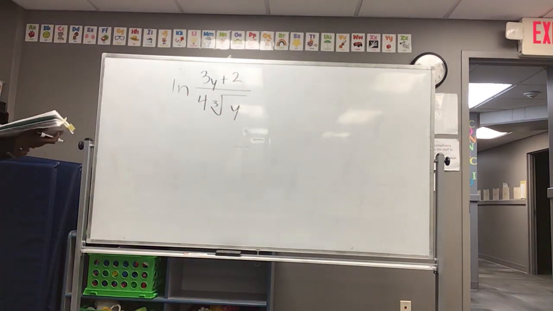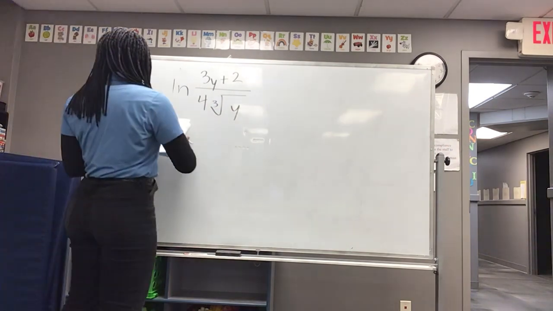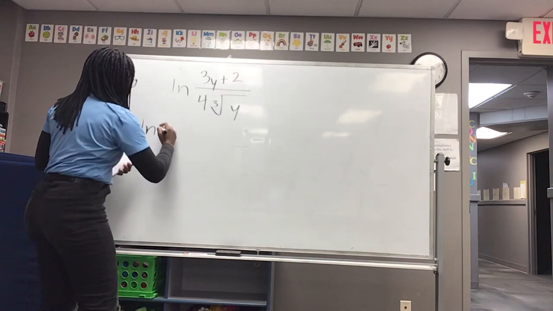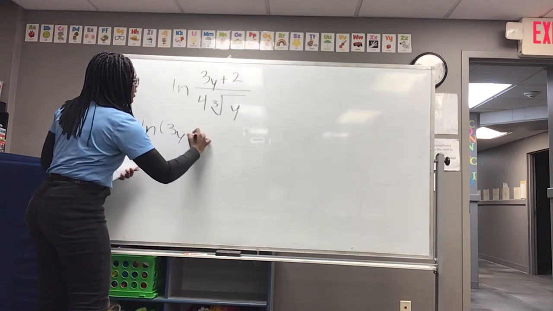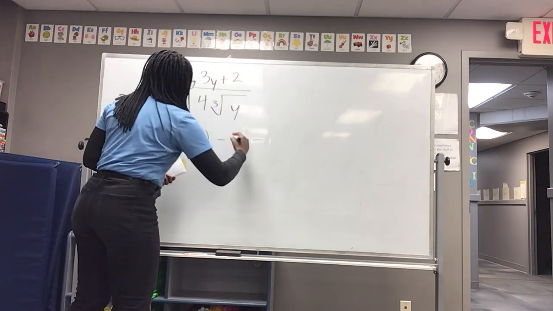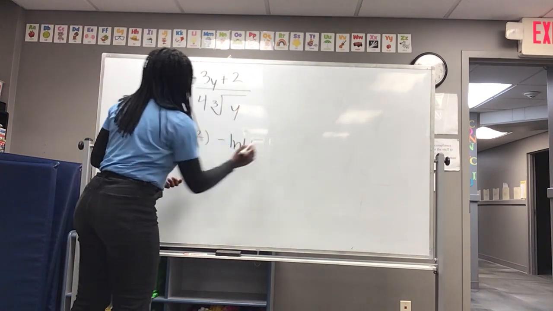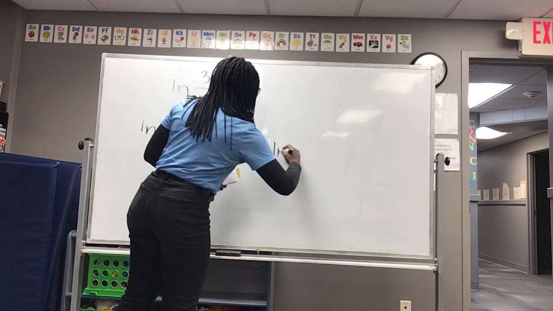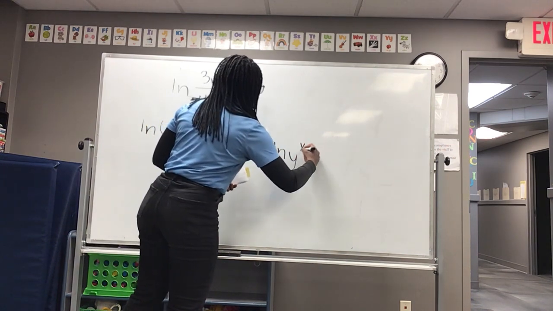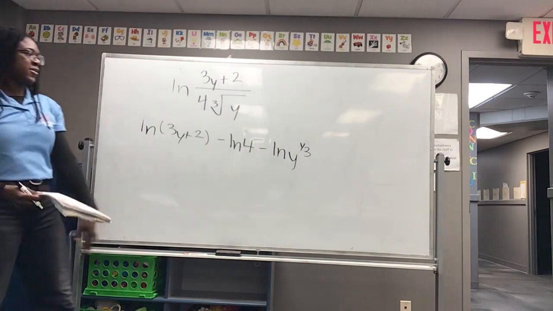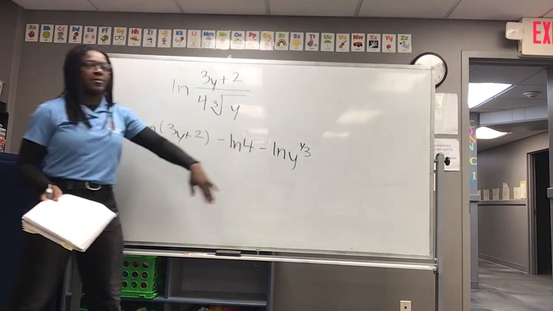Okay, we'll start going over this. So natural log, this top part is just 3y plus 2. Since we're dividing, I'm going to subtract natural log of 4, and then I'm also going to subtract natural log of y to the power of 1/3. And then if I want to go even further, I would bring that 1/3 to the front, but I'm not going to rewrite it.